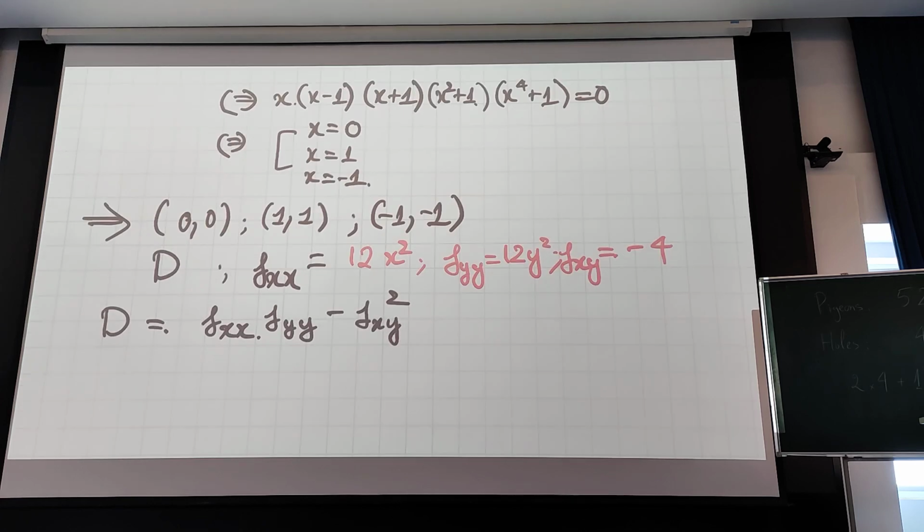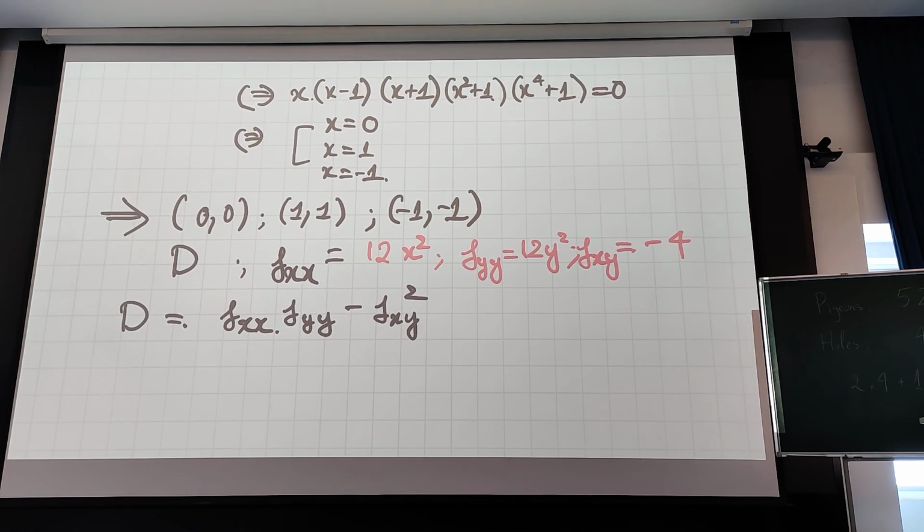So we have enough information to find the formula of the discriminant, right? We have here 144 x squared times y squared, right? Minus this one squared. Sorry, minus fxy squared means we have here minus 16. Okay.